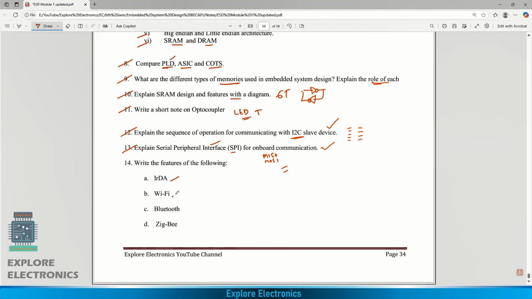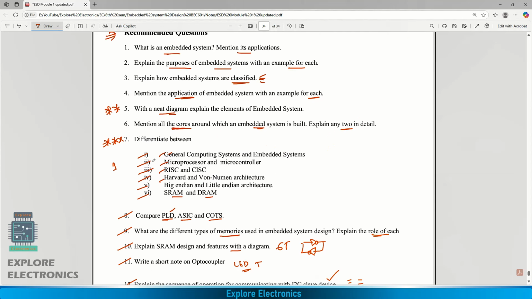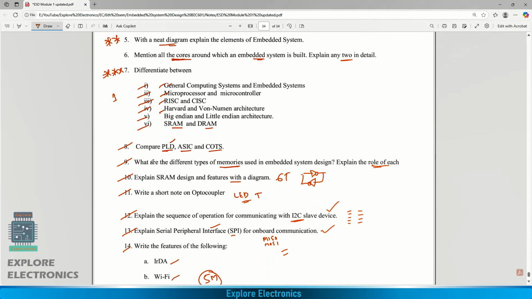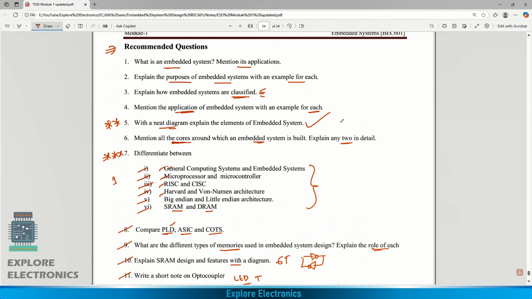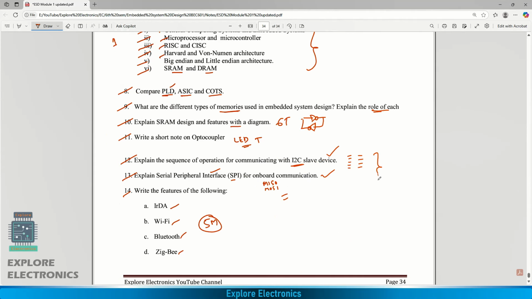Then comes infrared, Wi-Fi, ZigBee, Bluetooth; they can be asked for explaining for 5 marks. That is also a very important question, so don't leave any question here. In the exam, anything can become important, but these differences are very important, and the diagram is very important, and what an embedded system is and its applications are important, and also the classification can be asked many times. These are the very important concepts, and out of these two, one can be asked.